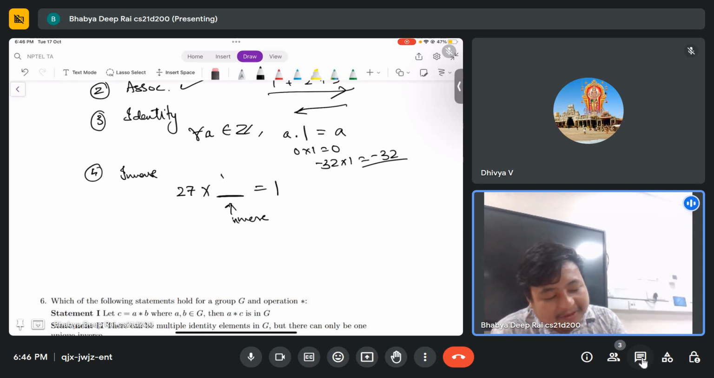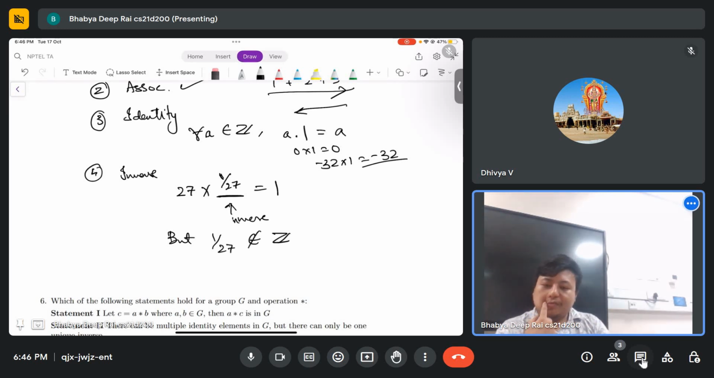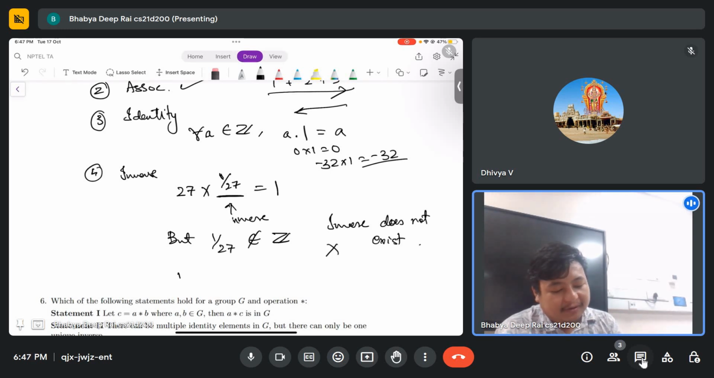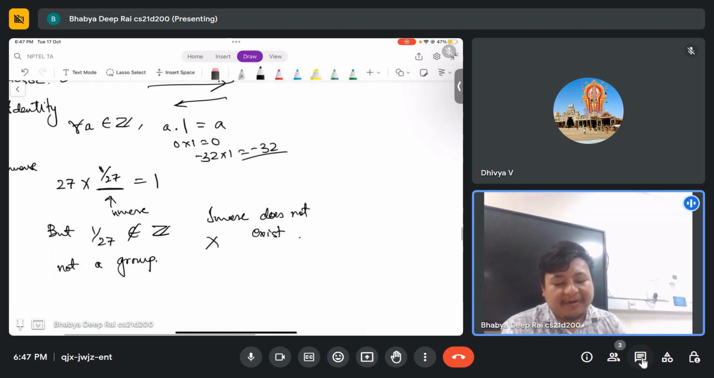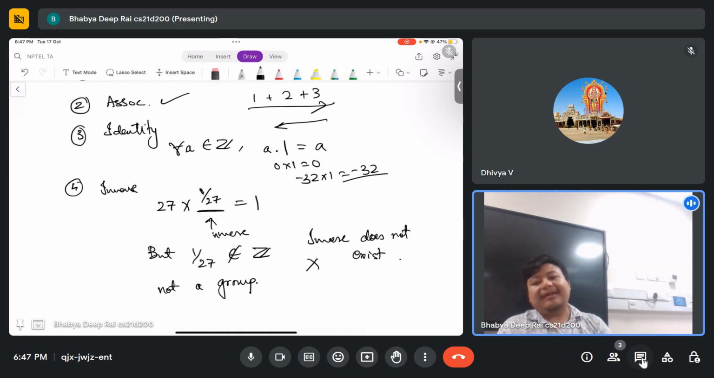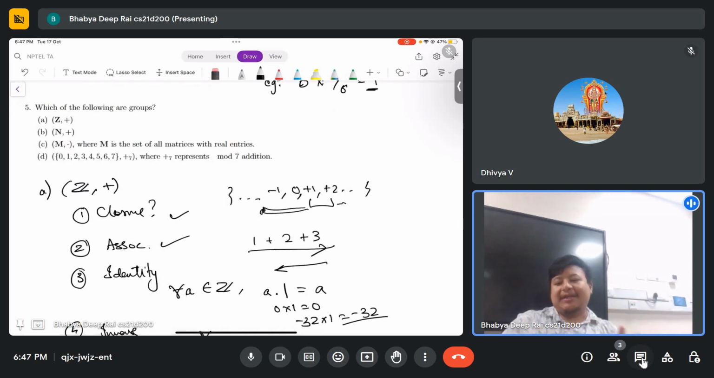Well, we know that the only possibility is that I put a 1 by 27 here, and then I'll get 1. But the problem is 1 by 27 is not in the set of integers. So the inverse does not exist, and therefore this is not a group. 1 by 27 is a rational number or a real number. It is not an integer, but we need the inverse also to be an integer. So that is creating a problem. It is not satisfying all the 4 properties, and hence it is not a group.